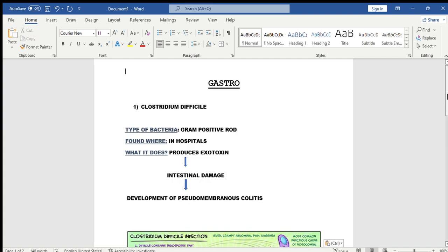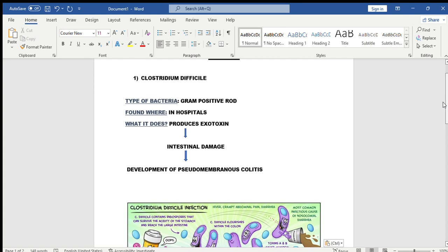So let's get into today's topic. Right, so gastro. Let's go with Clostridium difficile. Now this is a mean bacteria, and when I say mean bacteria, it really is a mean bacteria. We will understand that in just a short while.